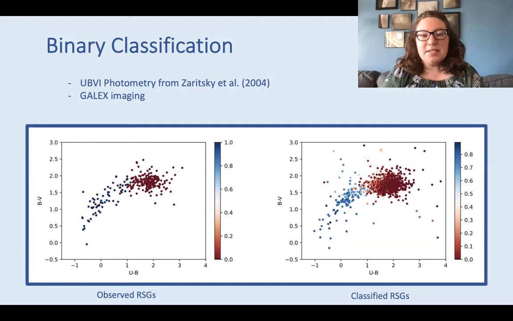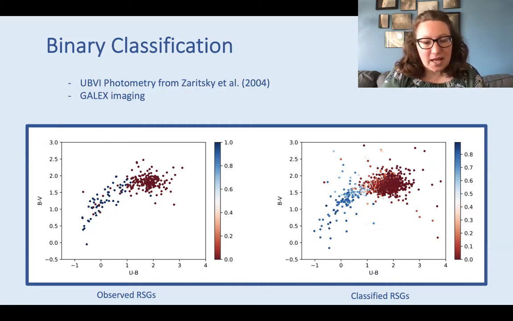We had previously observed around 200 either single or binary red supergiants. So we could feed this information along with their colors, UBVI from Zaritsky, as well as their near infrared and their near UV flux from GALEX, into a machine learning algorithm. I used k-nearest neighbors to attempt to classify the remaining red supergiants into either single or binary.